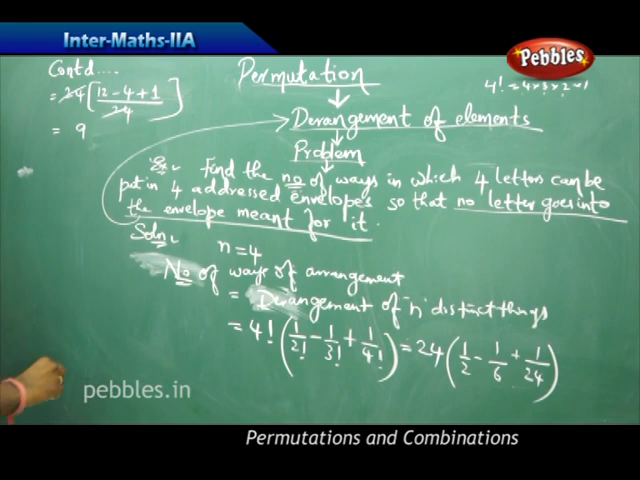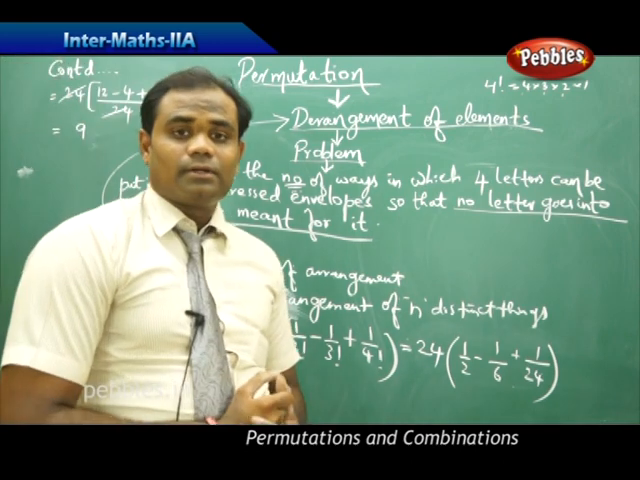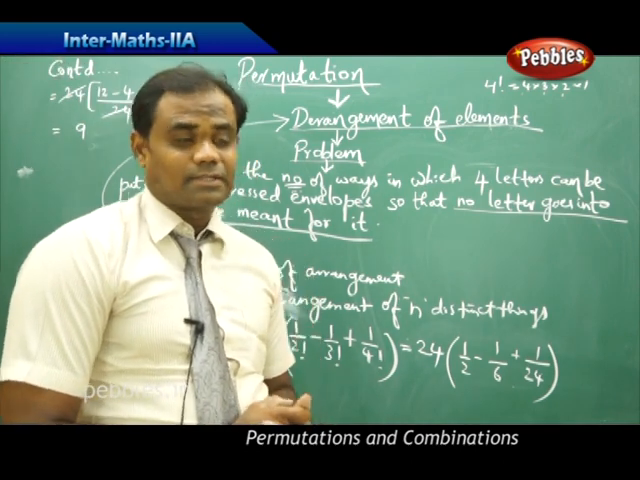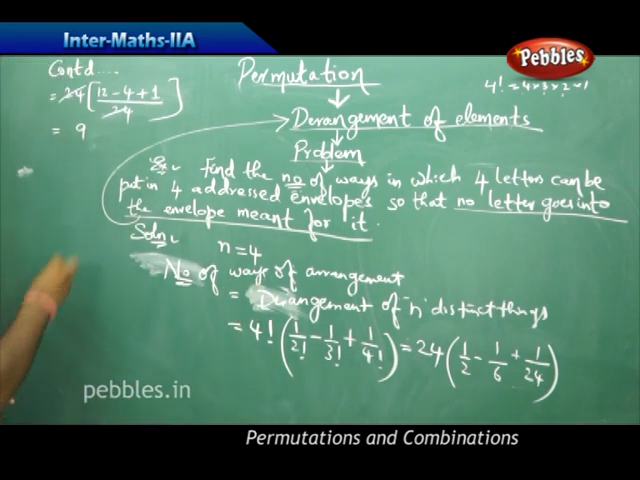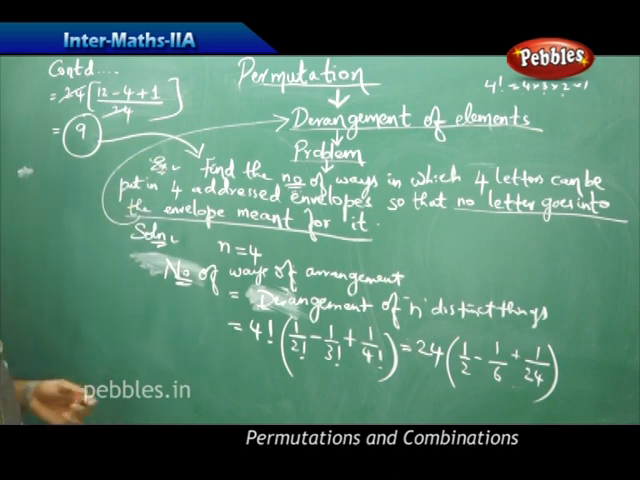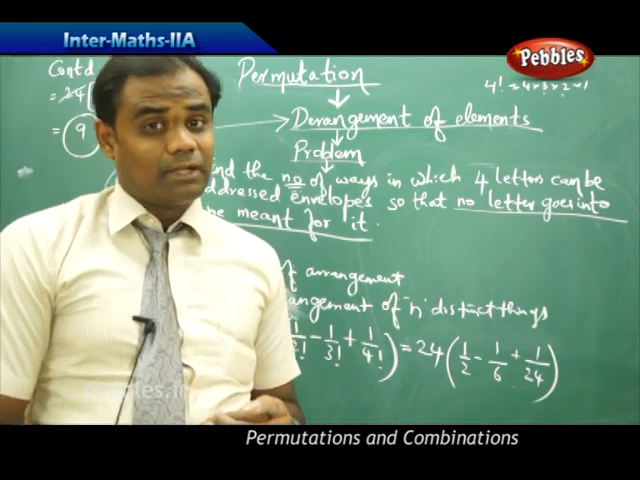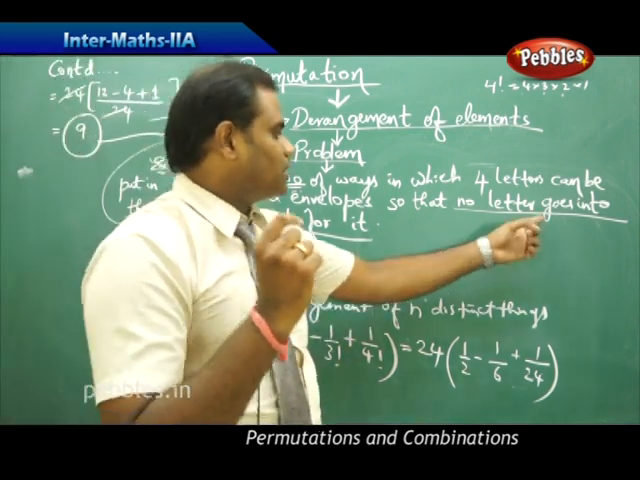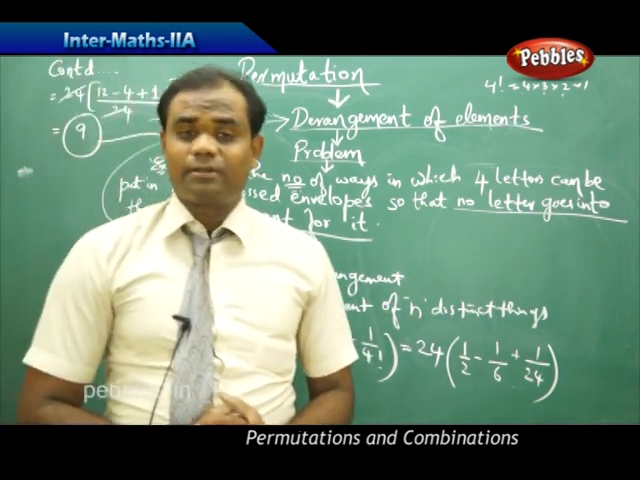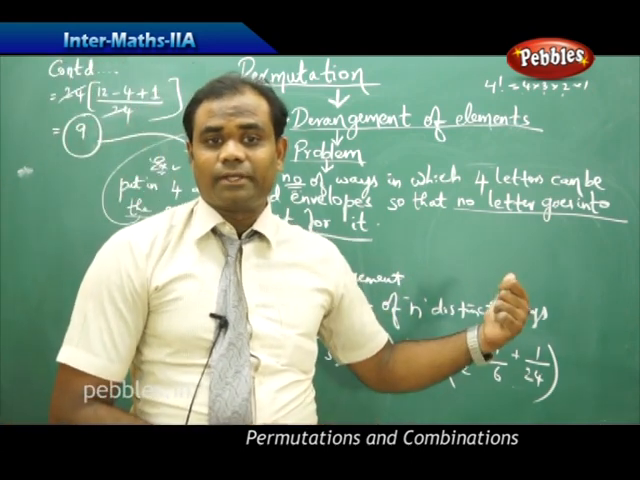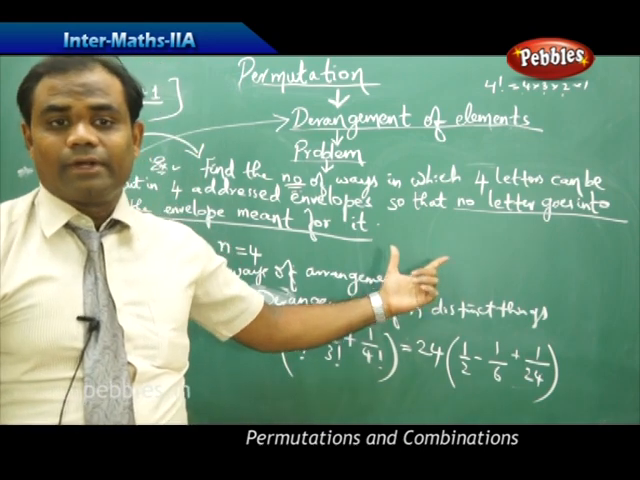Therefore, I find that there are 9 derangements of 4 different things. So the number of ways of arranging the 4 letters in 4 addressed envelopes, with the condition that no letter goes into the envelope meant for it, is 9 different ways. This is derangement of things using a real life problem.